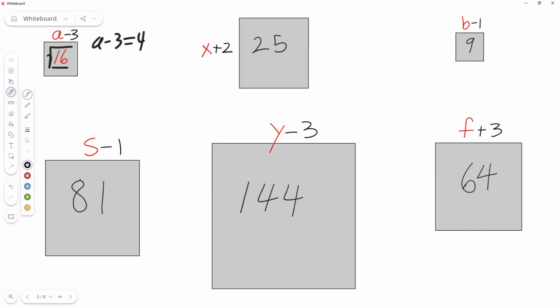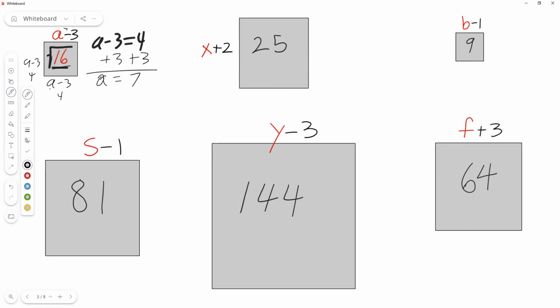Let me make this a little thinner. So I'm going to add 3 to both sides to get A by itself, and that means that A is equal to 7. Now, each one of these sides is going to be A minus 3, all right? But when you put 7 in there, it'll be 7 minus 3, so all of these sides will result to 4, and 4 times 4 is 16. That's how we know it's right.